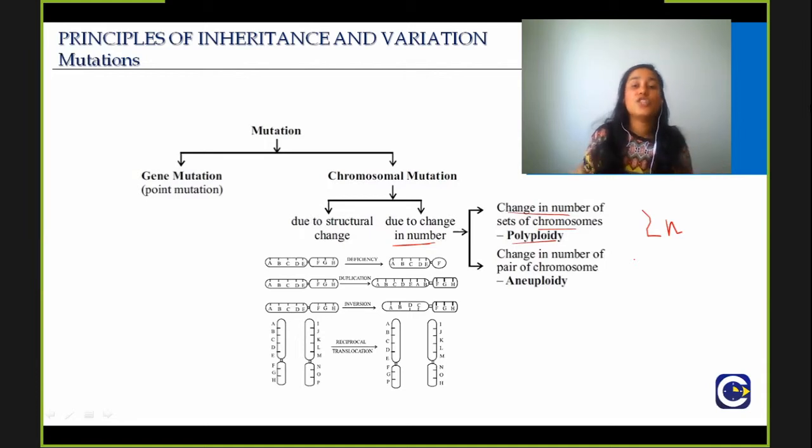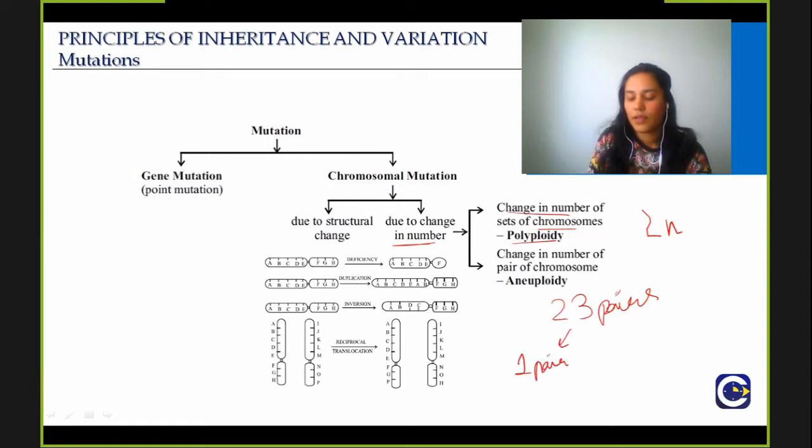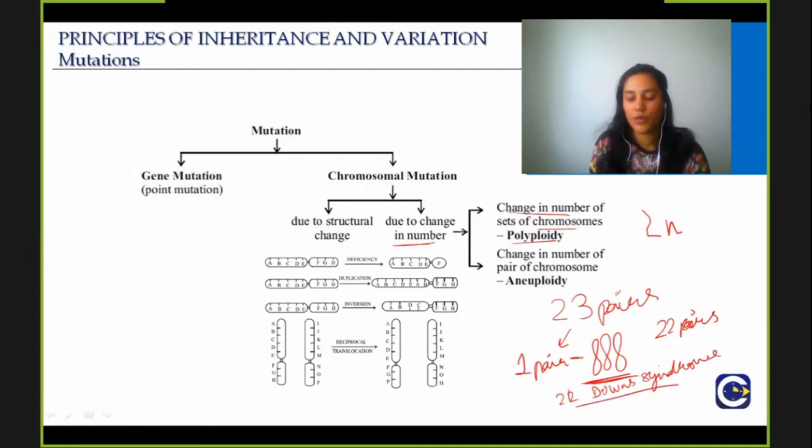What is aneuploidy? Change in number of pair of chromosomes. For example, there are 23 pairs of chromosomes in human beings. So here what will happen? There will be change in number of pair of chromosomes. For example, let's say one of the pair is present in 3 copies. The rest is fine. 22 pairs are completely normal, but there is change in number of 1. And if this change is on chromosome number 21, it is called Down's syndrome. And we will see this.